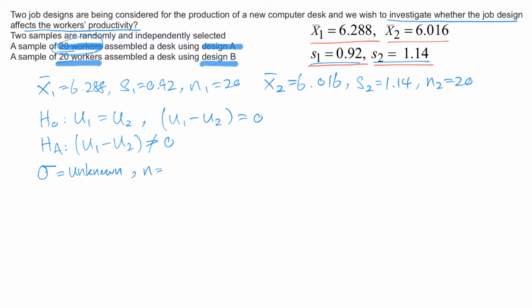So we'll clean that up. n equals 20, and we consider, rather, our judgment is that the sample variances are quite similar. In addition, we must assume normality.